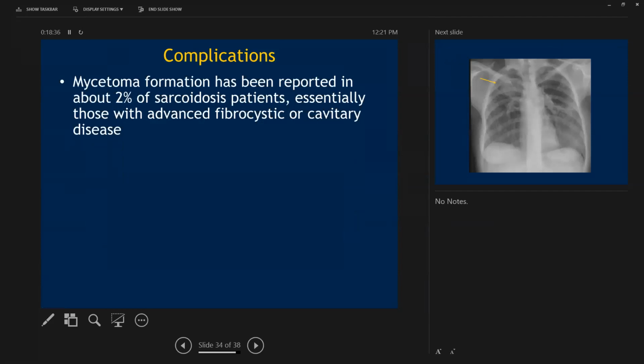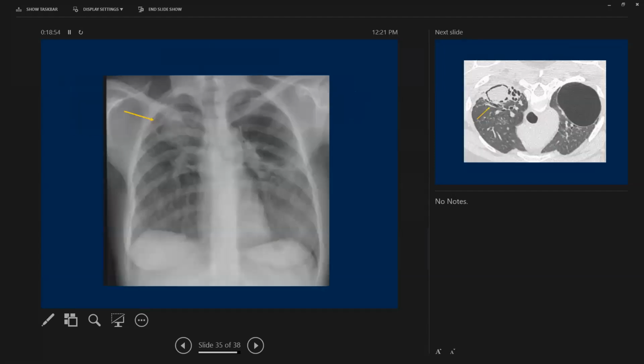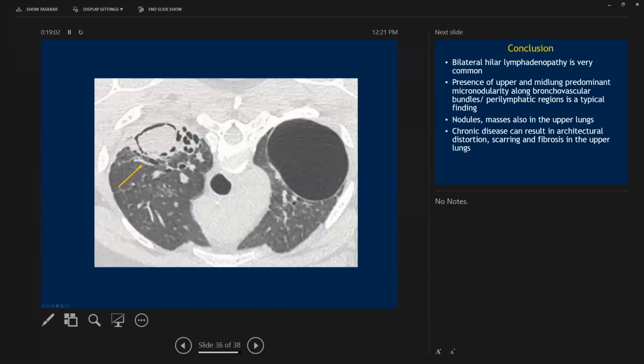And then complications, I just thought I'll mention one of the common complications, but it's important to look for is mycetoma formation. In chronic stage 4 sarcoidosis, once you have established fibrosis and honeycomb and cyst formation, some of these can get colonized and you can have mycetomas. And this is an example of that. You see this chest X-ray, you can see the soft tissue density mass within the right apical cavity, you see the left apical cavity, and on this prone acquisition, you see a mycetoma.